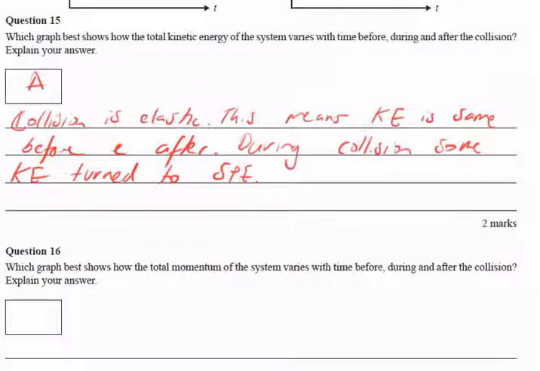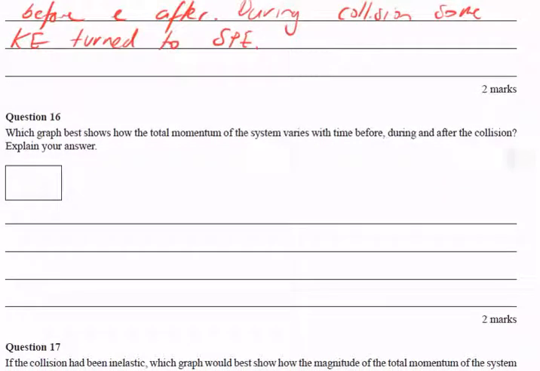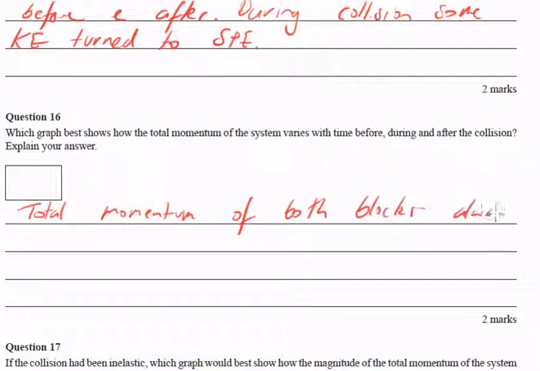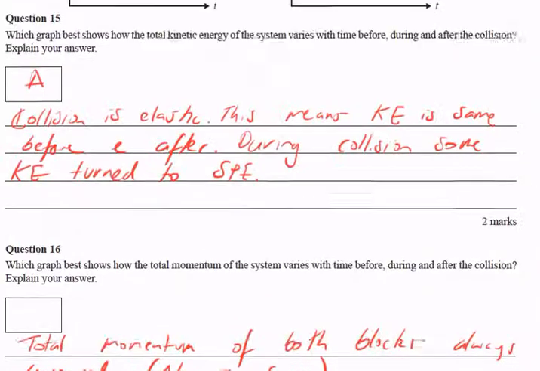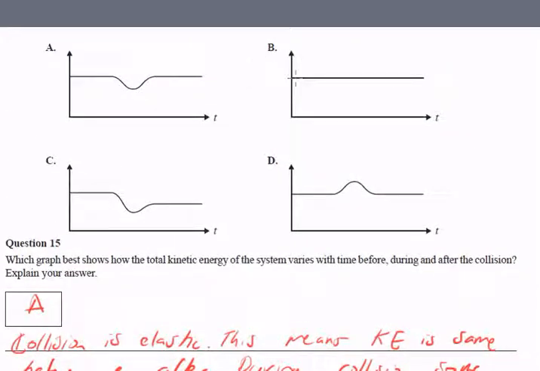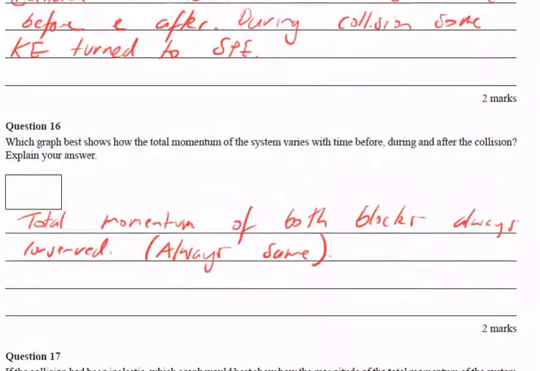Right, next question. Which shows the total momentum of the system before, during, and after the collision? Alright, total momentum of both blocks is always conserved. This means always the same. So which graph has the line always the same? Must be B. So the total momentum doesn't change.